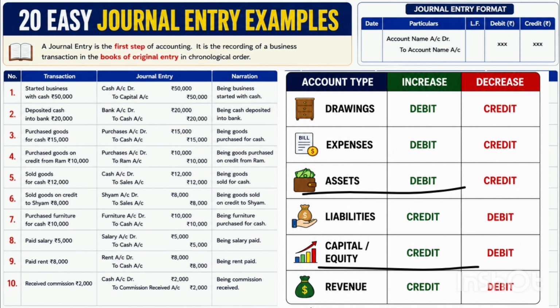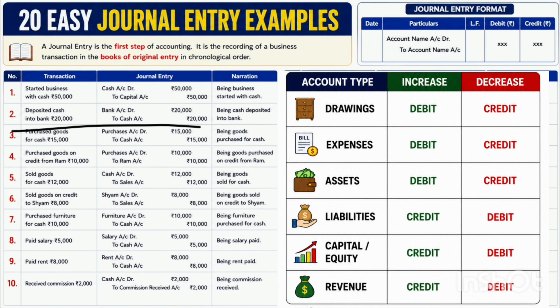Now cash is coming into the business, so definitely our cash is getting increased, so we have to debit it. And capital is also getting increased, but capital has a credit balance already, so whenever it gets increased we have to credit it. So the cash account will be debited and the capital account will be credited. So what will be the journal entry? Cash account debit to capital account, and we record the amount, that is 50,000. We have to record the narration also: being business started with cash.